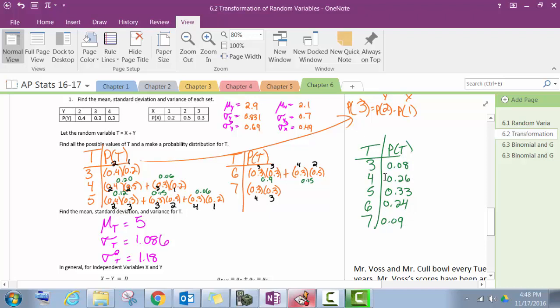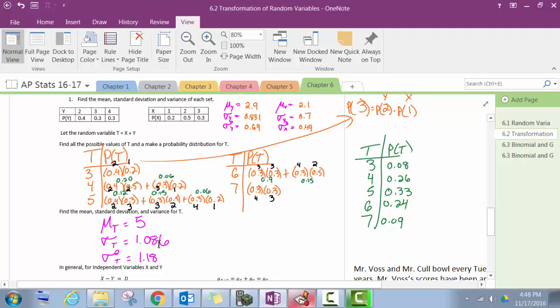Now, we can put those in our calculator and find the standard deviation, the mean, and the variance. But easier than that, if we add the values, we add the means. The mean of y and the mean of x, we add those two to get 5. The variance is a little bit different.